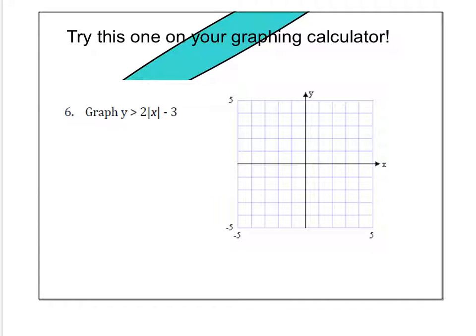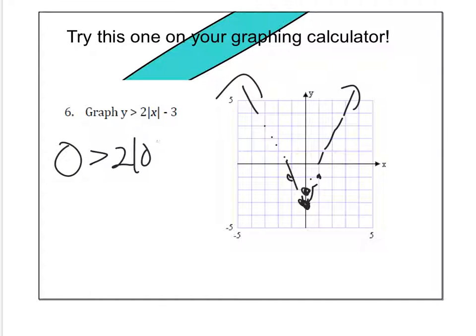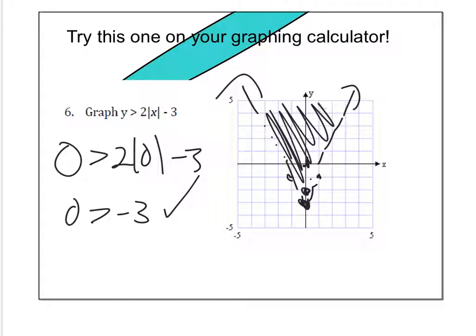So if I try this one on my graphing calculator, this one ends up being here, negative 3. Then remember, it's going to go over 1, up 2. So it's going to be a dotted line up, dotted line up, dotted line up. So is 0 going to be greater than 2 times 0 minus 3? Is 0 greater than negative 3? Yes, that's true. So I want to shade inside there.